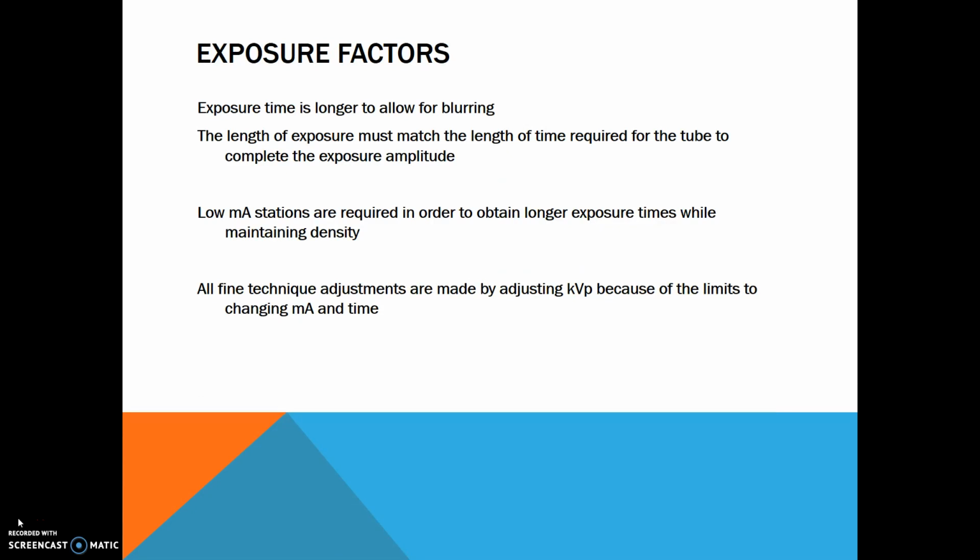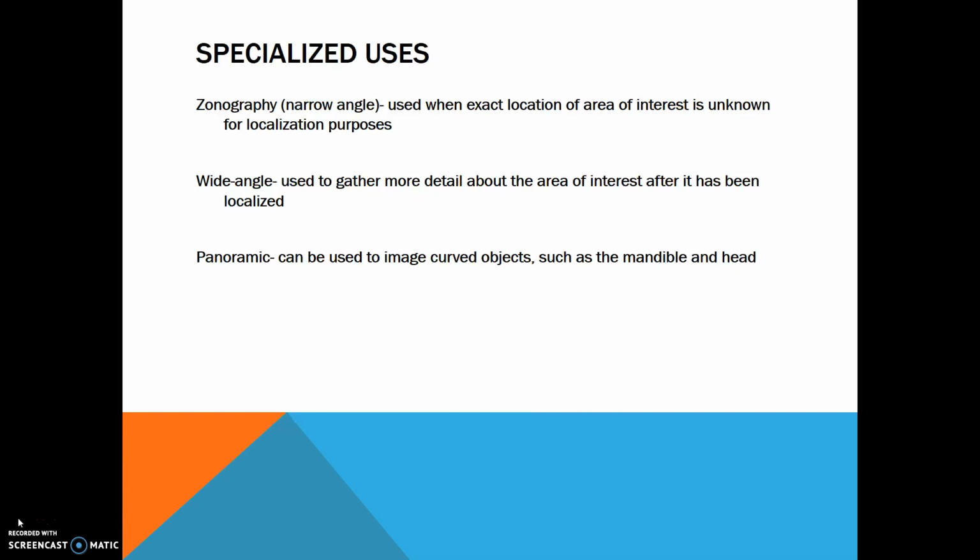With tomography, the exposure time needs to be longer to allow for blurring. The length of exposure must match the length of time required for the tube to complete the exposure amplitude. Low mA stations are required in order to obtain longer exposure times while maintaining density. All fine technique adjustments are made by using kVp because of the limits to changing mA and time.